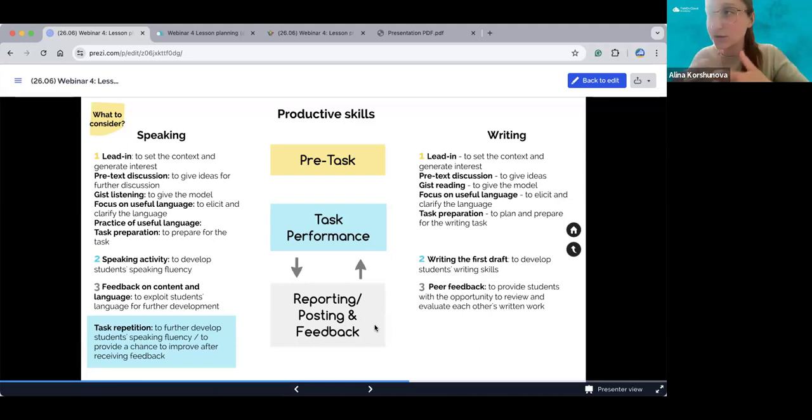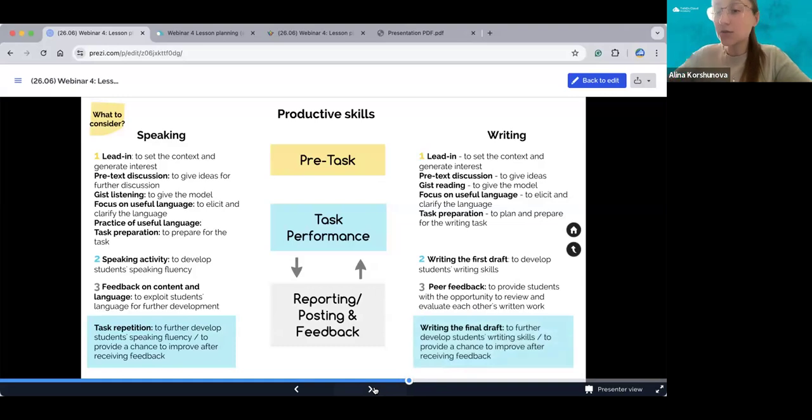You want to focus on some, I don't know, most common mistakes. So you might remind them here also about the structure of the text or about the useful language, whatever. And then you would ask them to revise their text and make it better. It's the same as here. You would give them an opportunity to improve their performance, to write a better version of their text.